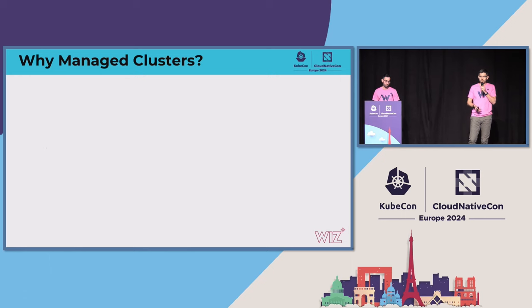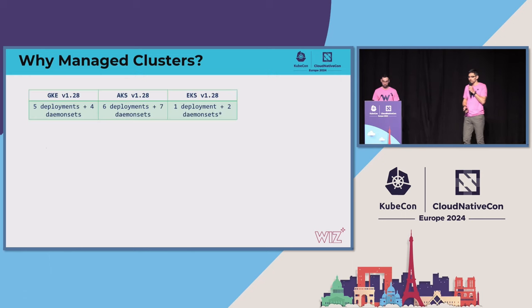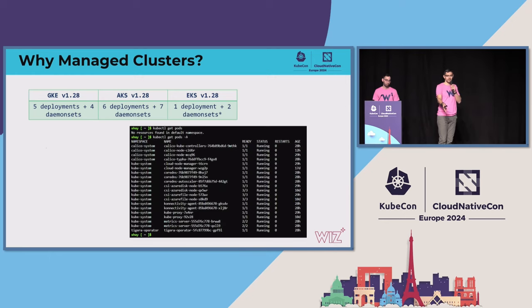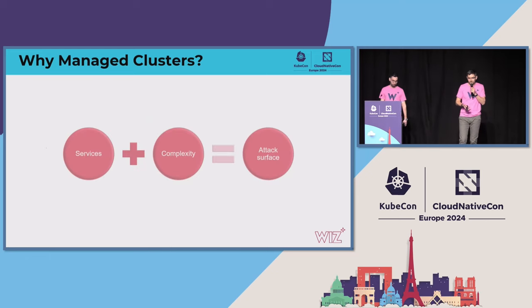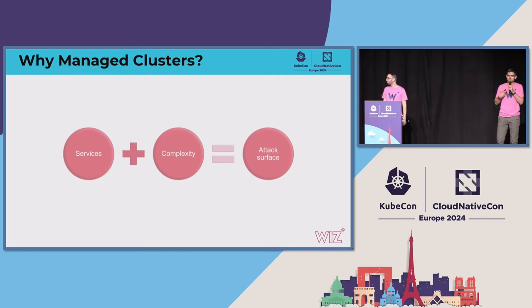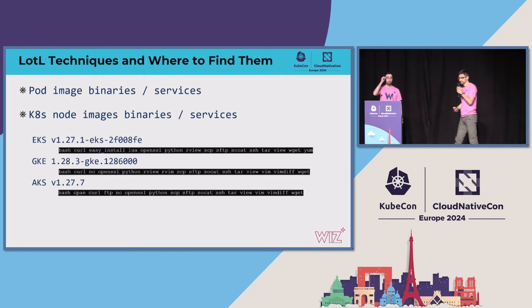Why are we talking about managed clusters specifically? Well, using the academic language, it's because they have a lot of stuff. Take a default AKS cluster, an empty cluster that you stage. It has all these workloads running. You see there are like three namespaces, a bunch of workloads. So we can abuse this, right? Additional services mean more complexity, which means increased attack surface. It's always true. And we love attack surface as security researchers.